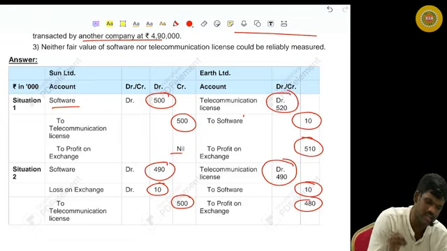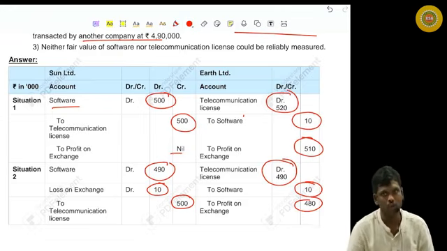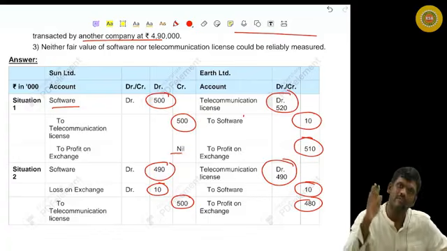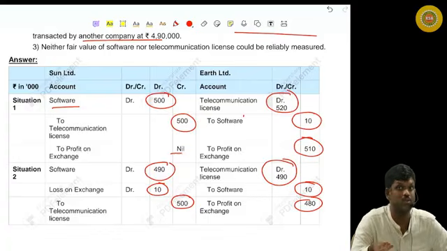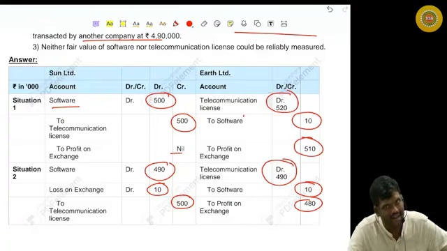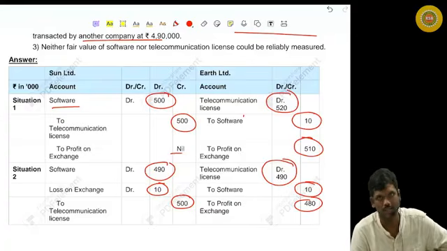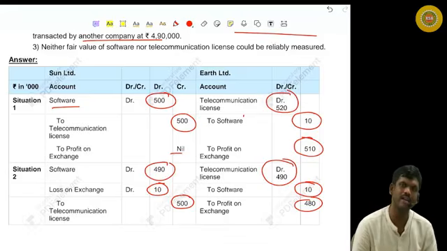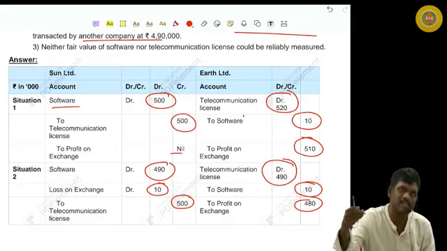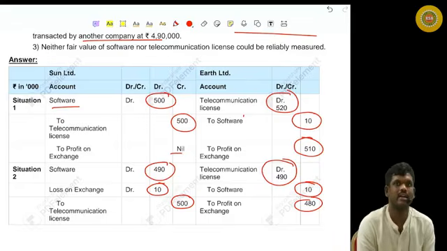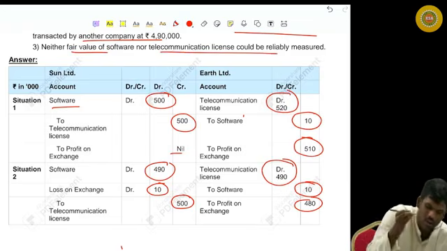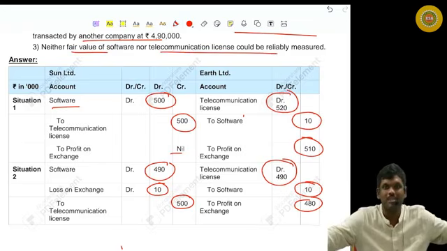The last case. I hope you are clear with this. When you account, if you know the fair value of the asset given up, give importance to that. The amount of the new asset should be debited. The old asset should be credited at carrying amount. The difference will be profit or loss. In the first two cases, we have assumed there is commercial substance, hence we are using profit or loss. And if you don't know the fair value of the asset given up, then use the fair value of the asset taken over. Last case, neither the fair value of the software nor the telecommunication license could be reliably measured.